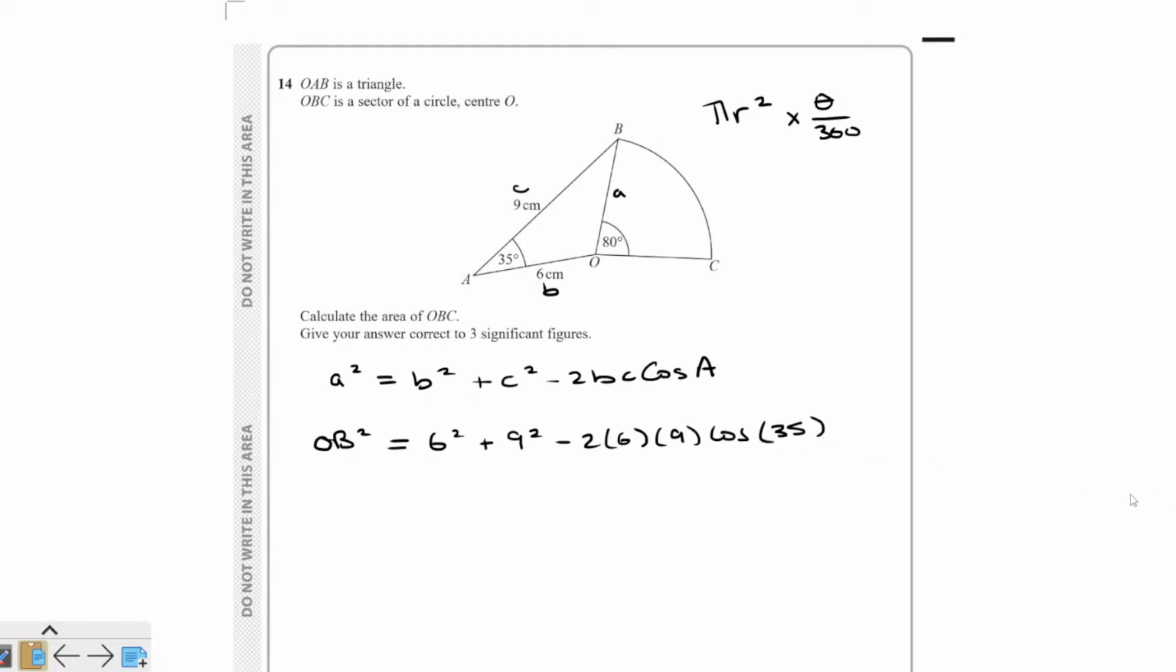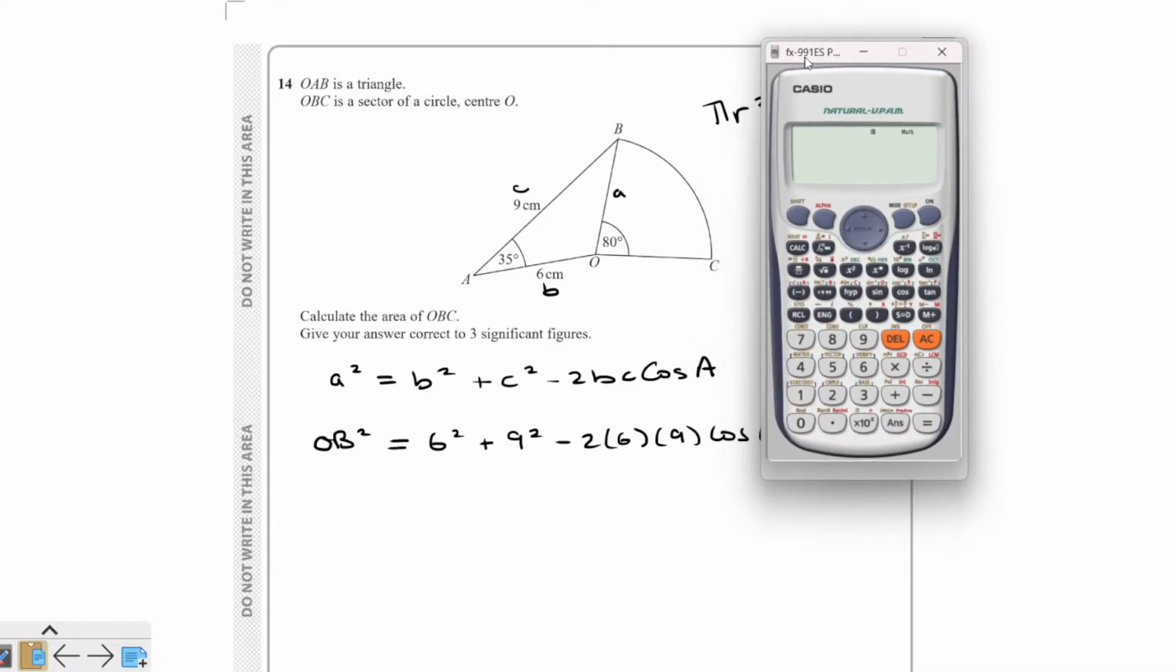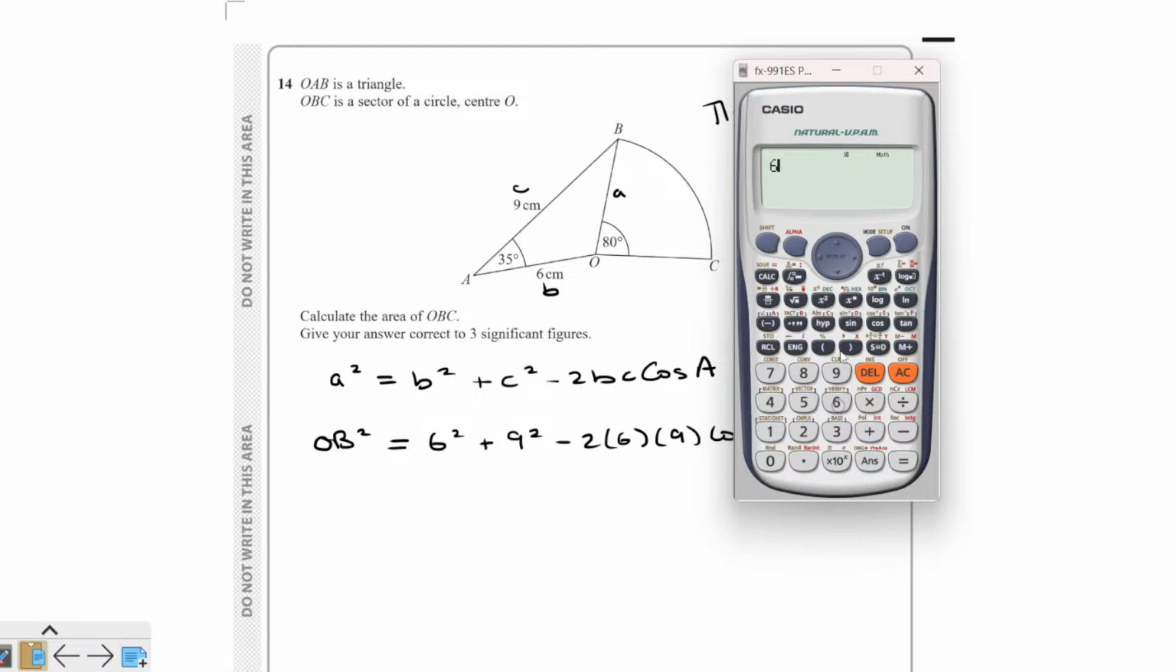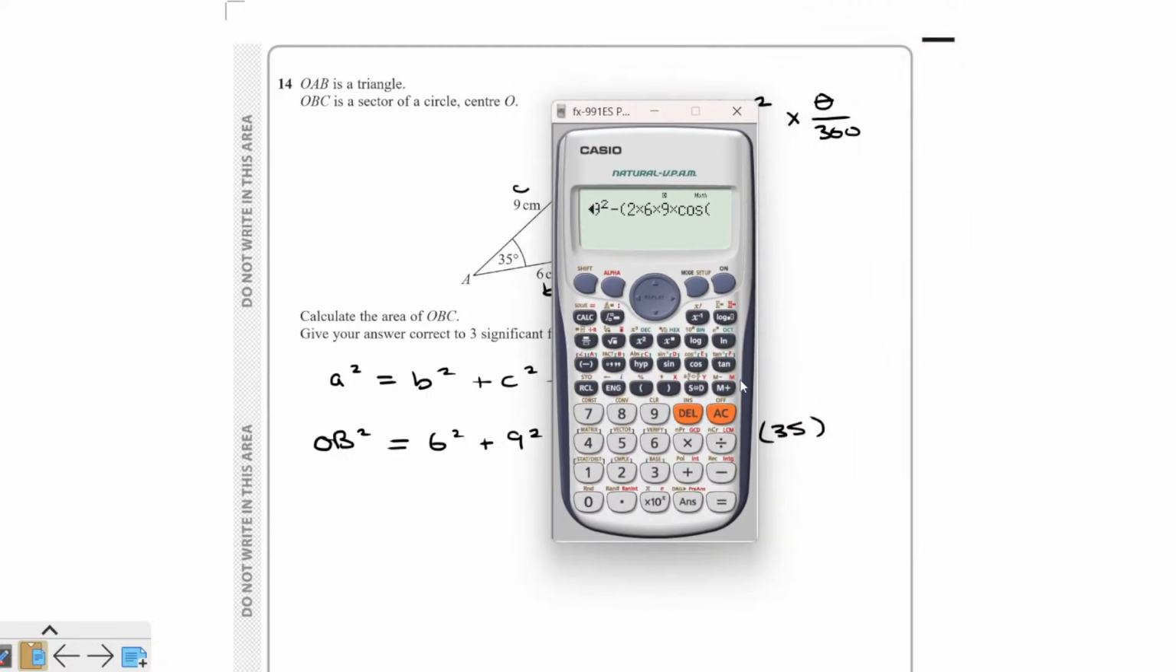That's what I'm going to type into my calculator. Now, I actually write it a bit differently than that, but I'll show you. Get our calculator. So 6 squared plus 9 squared, that is fine, isn't it? Minus, and then what I do in the calculator just to make sure it's all correct is I put a bracket here and then just do 2 times 6 times 9. Times cos, and it was cos 35, wasn't it? Yes. Obviously, make sure you close the bracket of the cos and then the bracket of the other one.